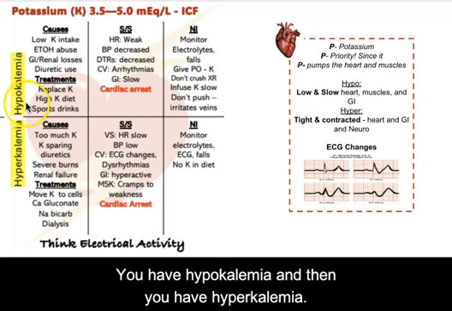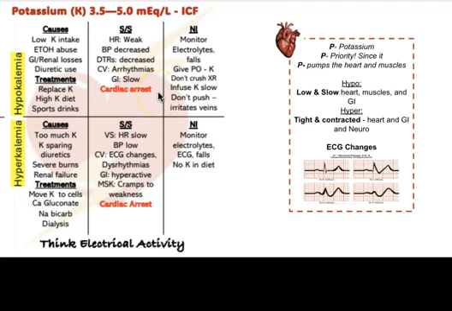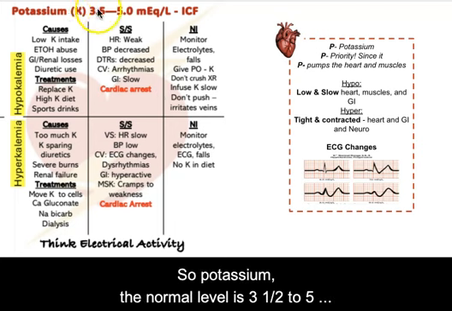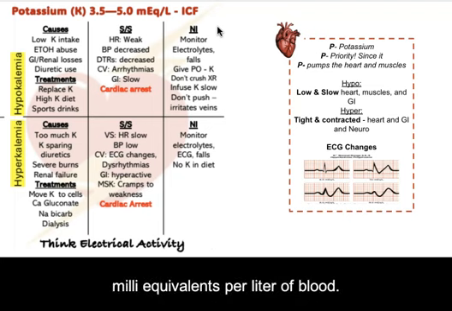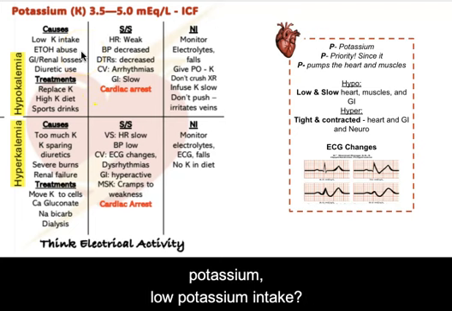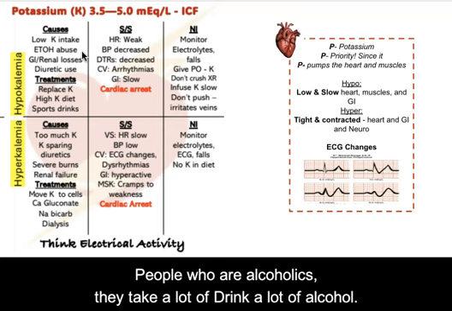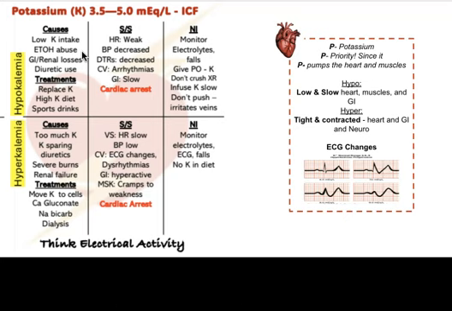You have hypokalemia, and then you have hyperkalemia. Remember, hypo is low, hyper is high. So potassium, the normal level is 3.5 to 5 milliequivalents per liter of blood. And the causes, what are the causes of low potassium? Low potassium intake, easy, right? ETOH abuse, what's that? People who are alcoholics, they drink a lot of alcohol. That can cause low potassium.